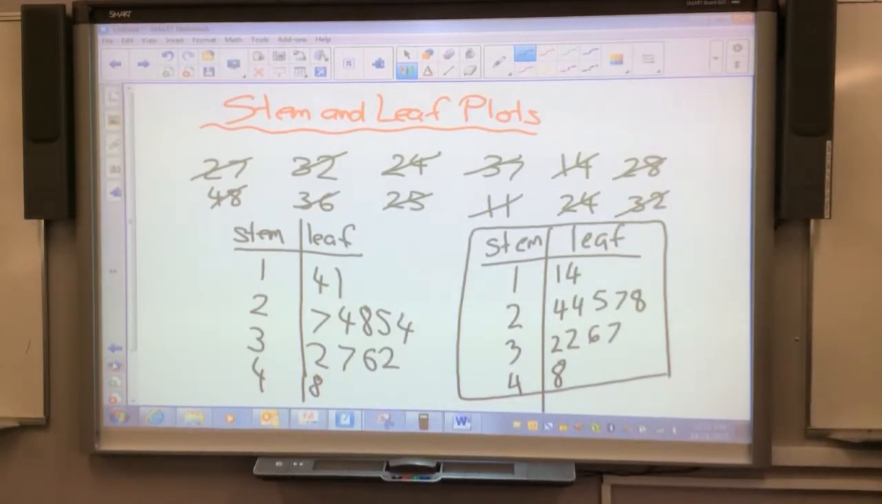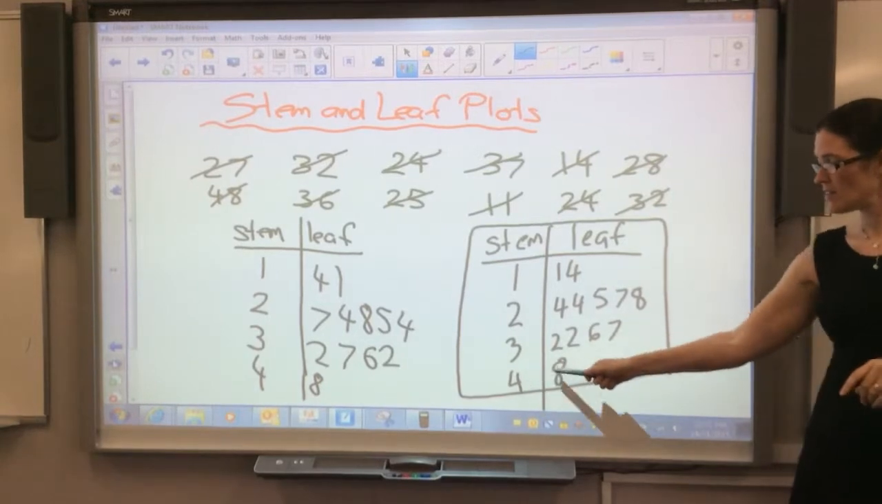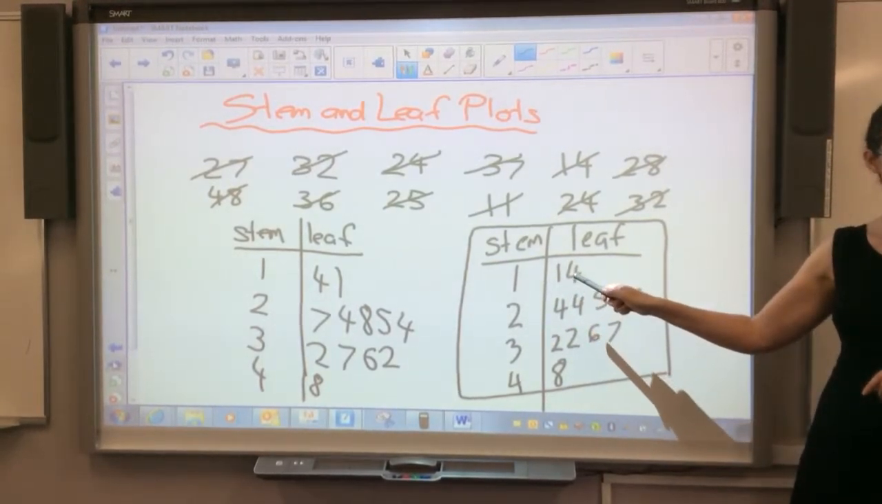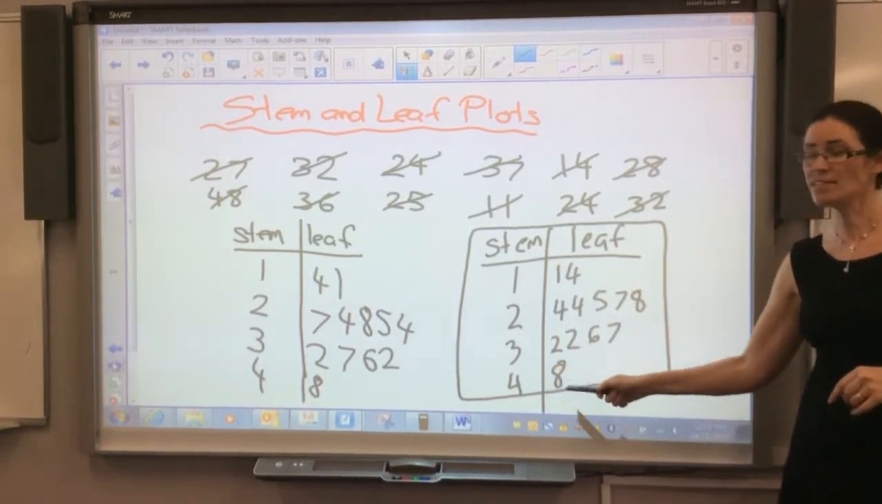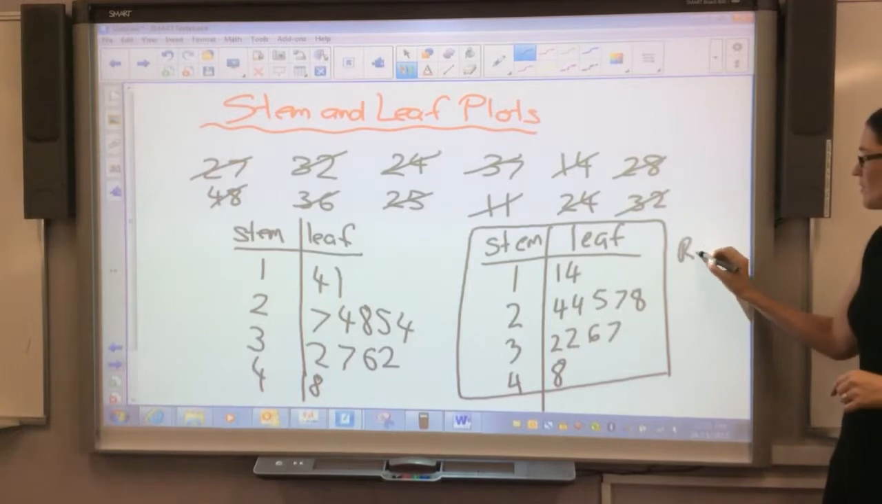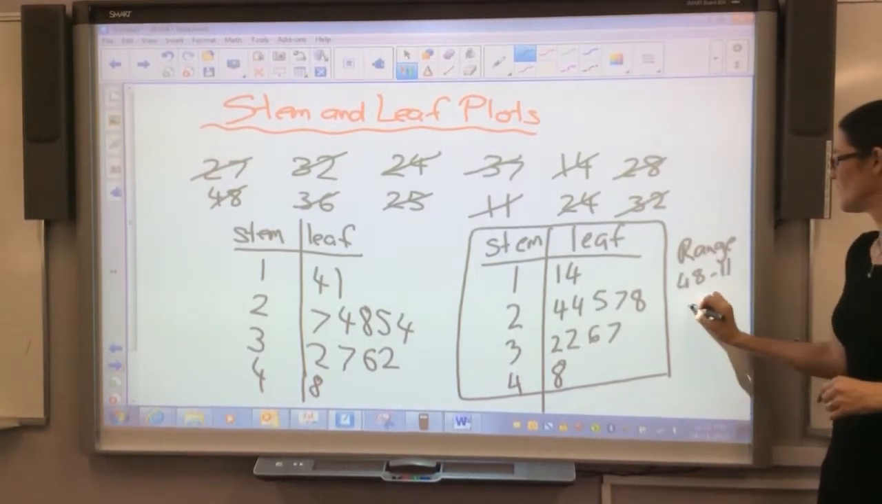What is the range? Who remembers what that is? The highest minus the lowest. Highest minus lowest. So for this question, it would be 48 minus 14. 48 is the highest, 14 is the lowest. Start from the bottom, that would be 48 minus 11.